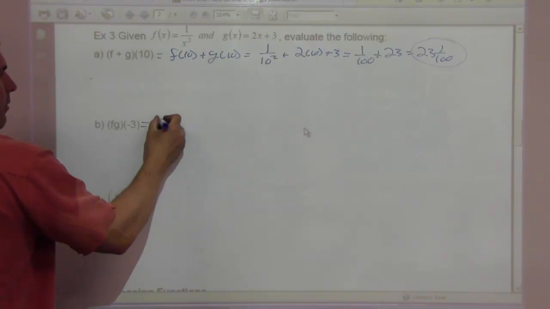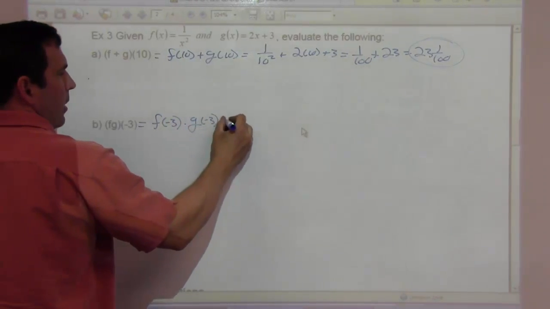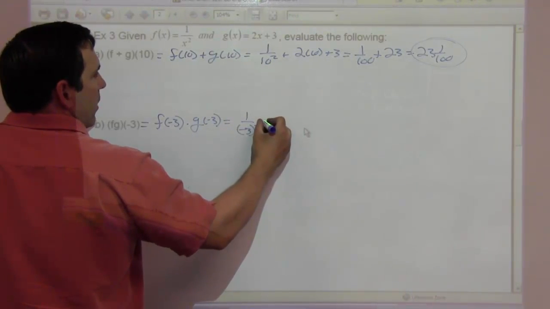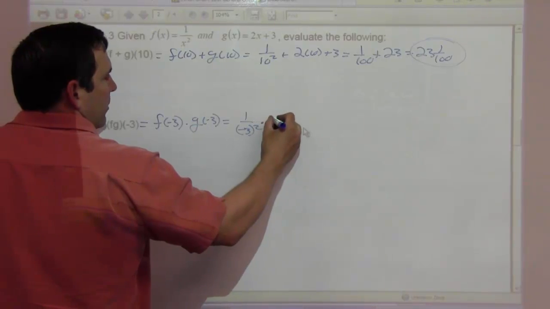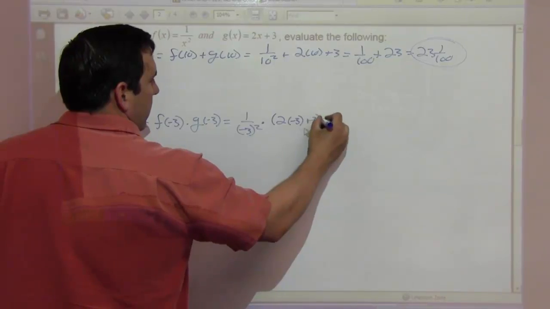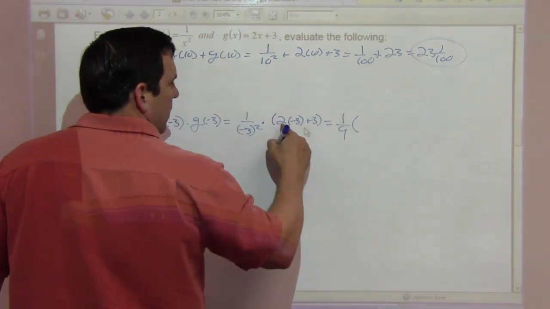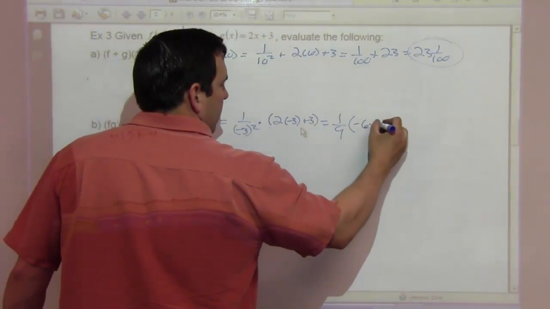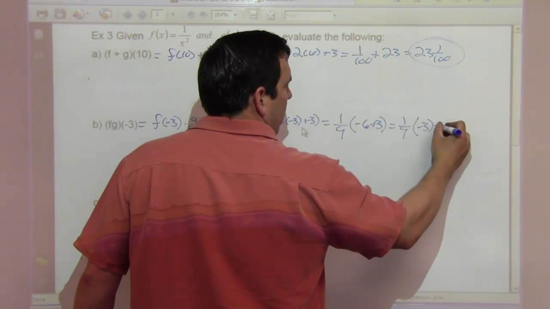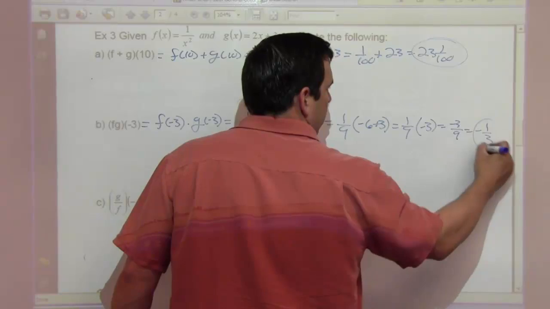F times g of negative 3, that's f of negative 3 times g of negative 3. And that's going to be 1 over negative 3 quantity squared times quantity 2 times negative 3 plus 3. So 1 over 9 times negative 6 plus 3. 1 over 9 times negative 3. Negative 3 over 9, which is negative 1/3.